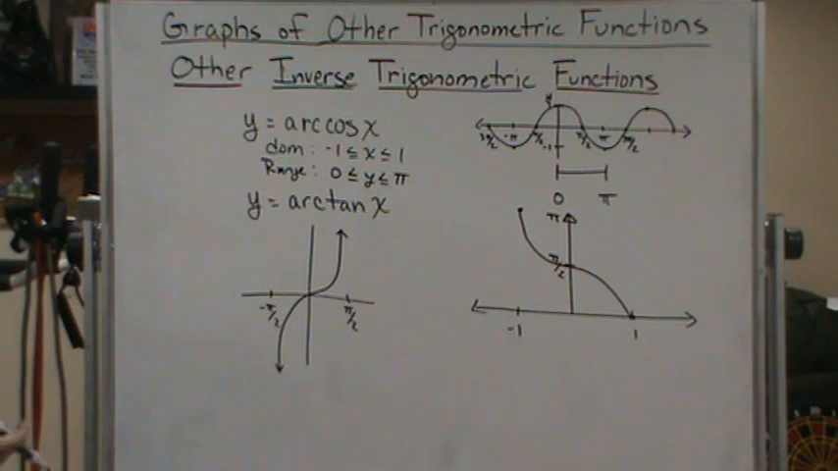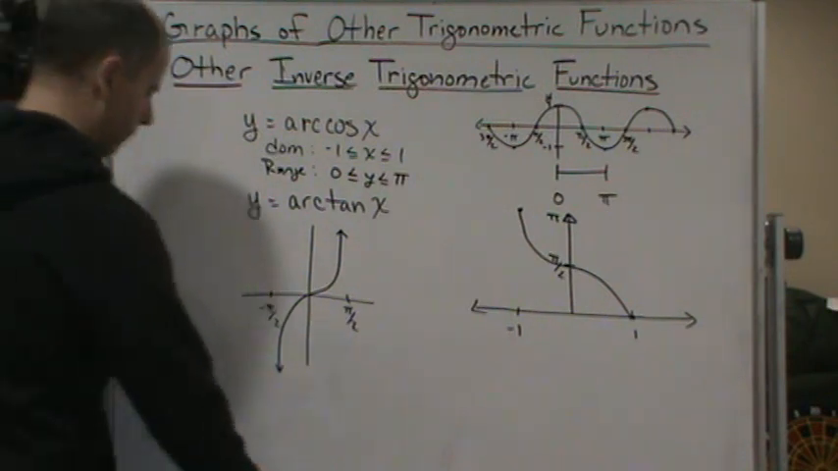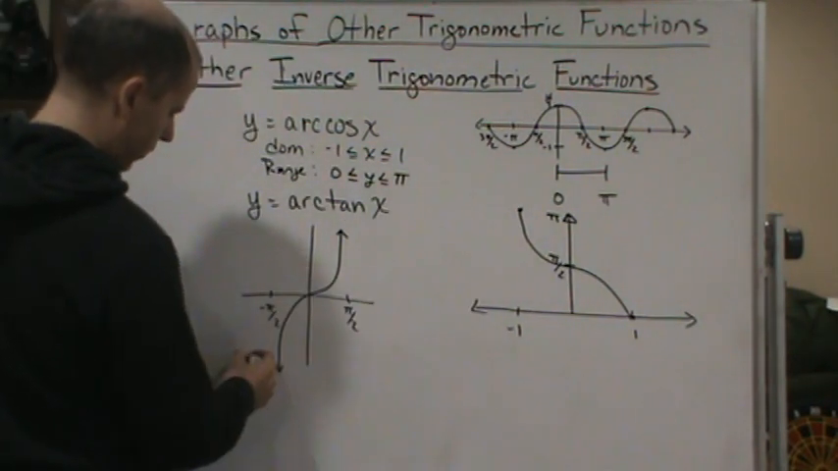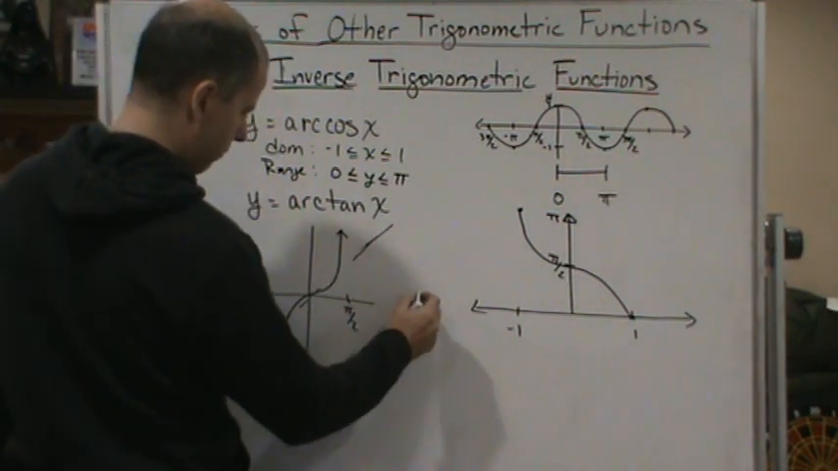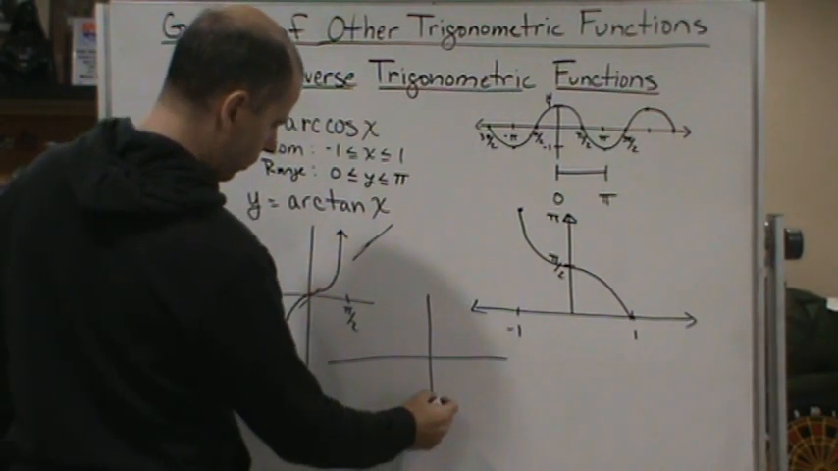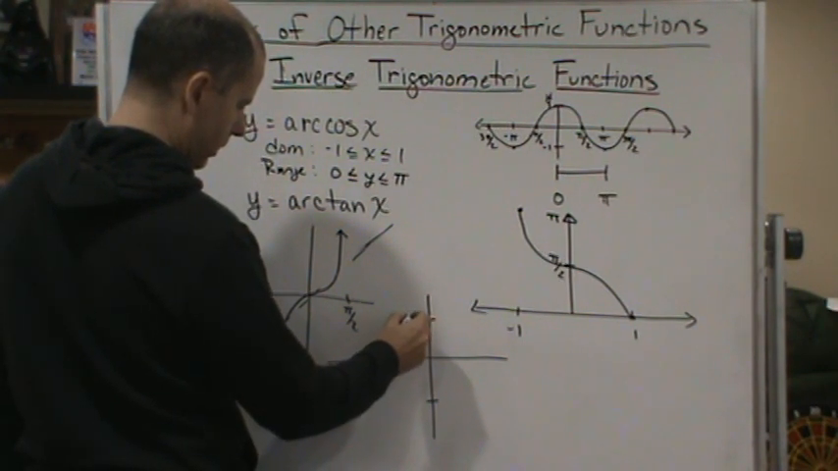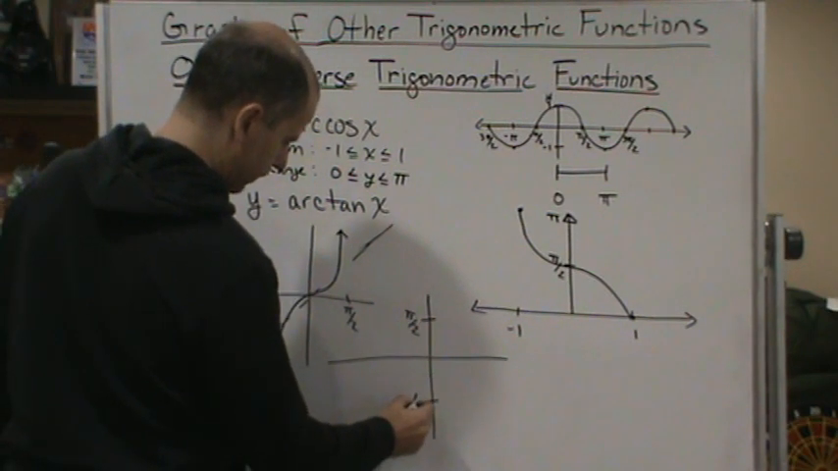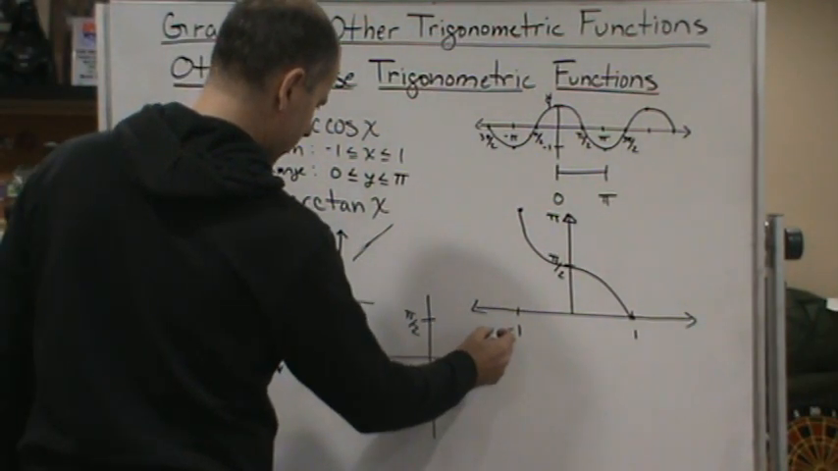Okay, but what about arctangent? Well, arctangent, now think about this. Remember, it's a reflection about the y equals x line. So what's going to happen here? Well, it's going to look like this, right? So it's going to go from pi over 2 to negative pi over 2, and it's going to look something like this.